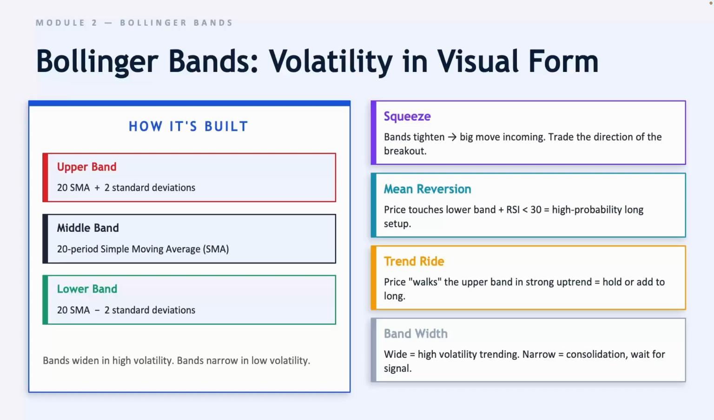The next is trend continuation. In this case, price rides the upper band and that might be a signal for a strong uptrend, and we then hold long. Then the last is the bandwidth, and this can measure the volatility regime. So if it is wide, that can show that it is trending, and if it is narrow, that can show that it is consolidating.